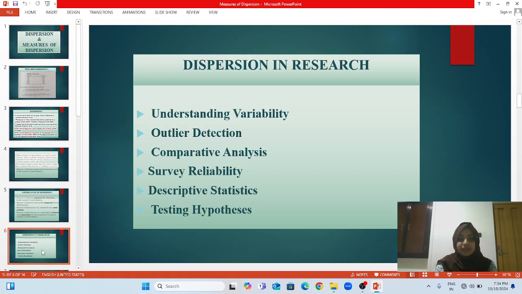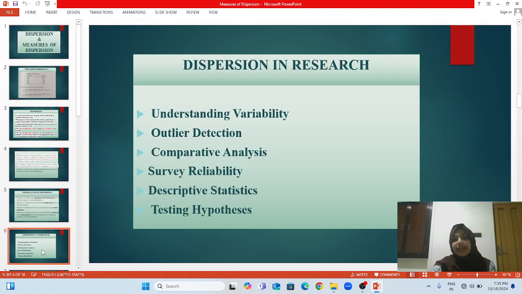Especially if we are considering rating scales like the Likert scale or a 5-point scale, we need dispersion to see what the extreme opinions are, whether positive or negative. We have to see the extreme opinions and the opinions that lie in between. This can be understood from the dispersion technique.